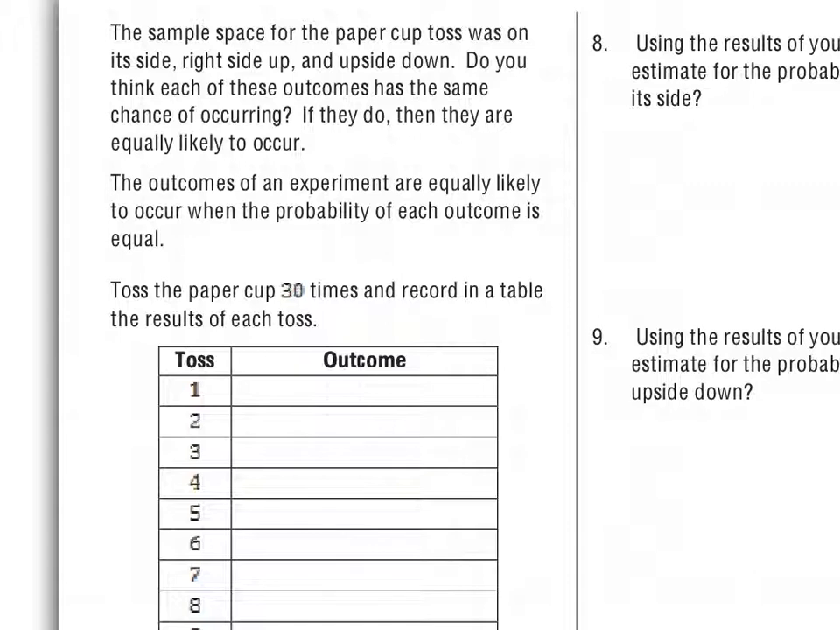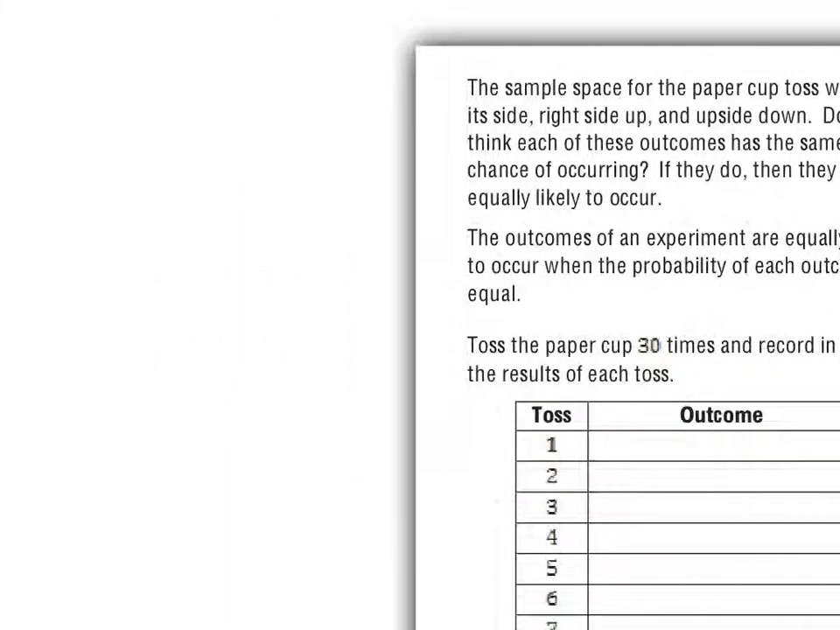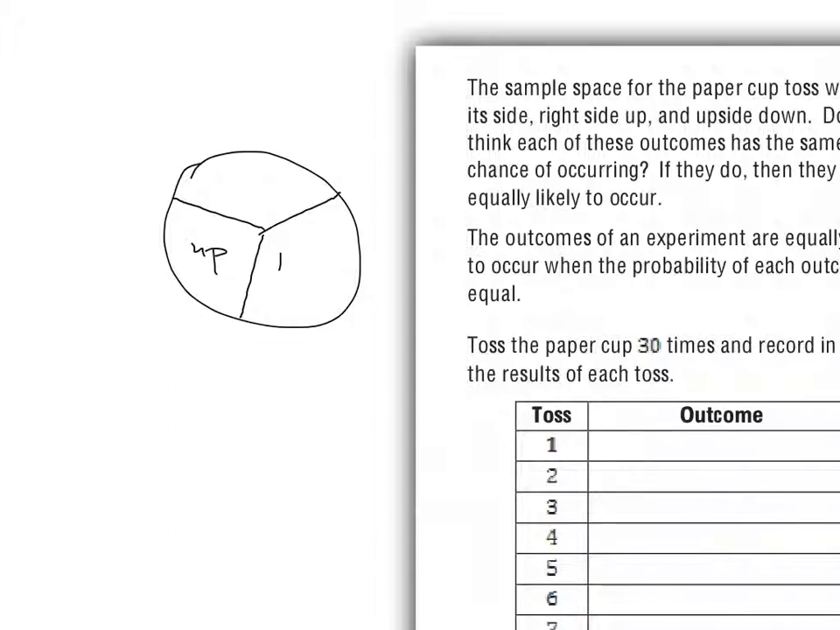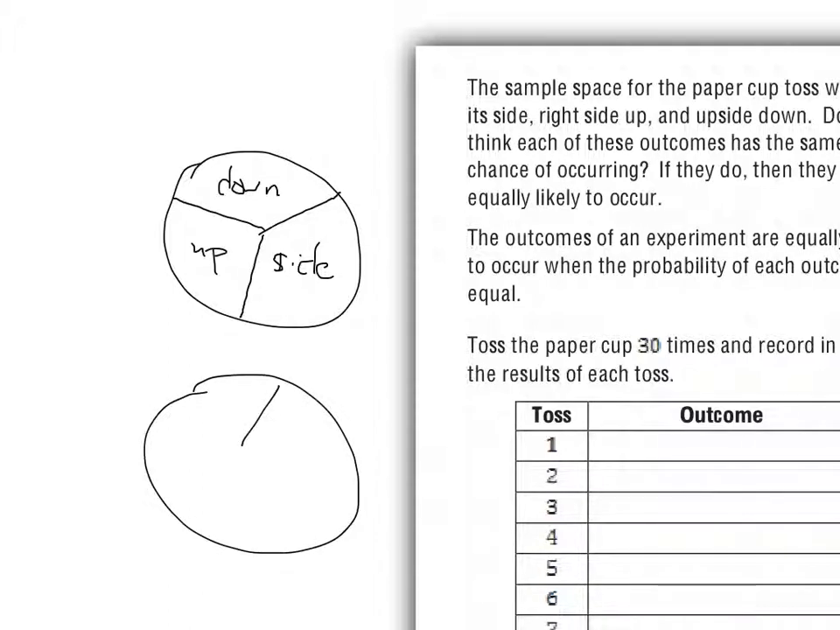So if you did think that all 3 have the same chance, then they're likely to occur, and so it would be similar to a spinner that looks vaguely like this, where we would expect that all 3 things would be likely to occur. This would be up, side, and this would be down. If you don't think that they're all equally likely to occur, then maybe it would look more like a spinner like this, where maybe one of them was bigger than the other.